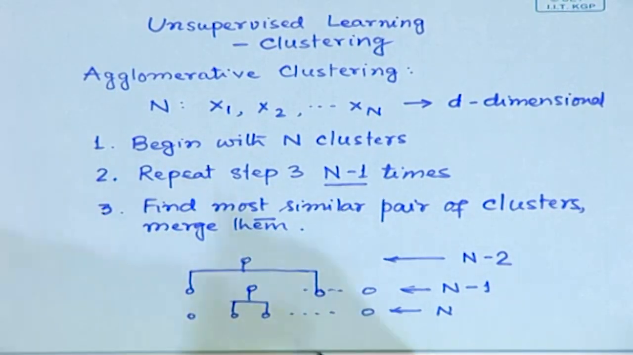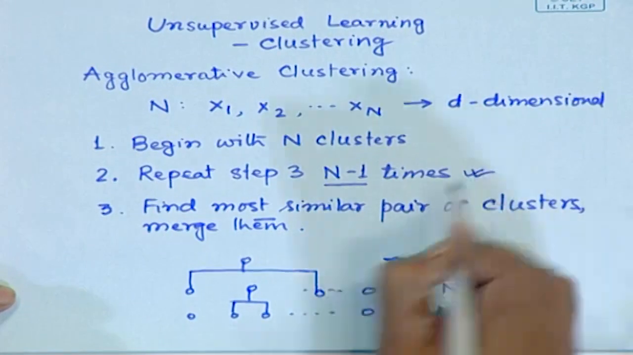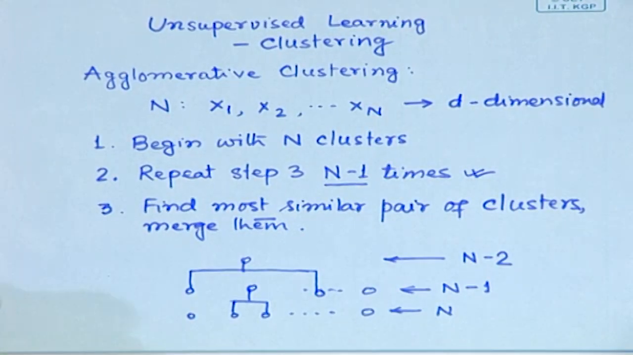Okay. So, I have a complete tree structure, and you find that the tree that you are going to create is a binary tree, because at every step I am combining only two of the clusters into a single cluster. So, the tree will be a binary tree, and this is the maximum number of steps that I can perform.